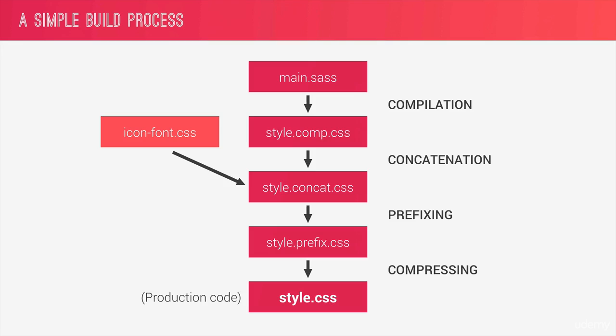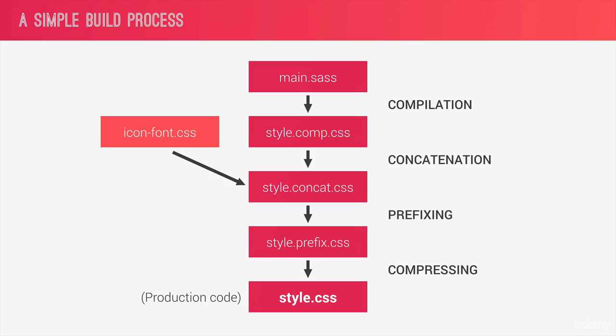So what you see here is the very simple build process that we're going to implement in a second. We just start with our main Sass file and then of course compile it to a CSS file, as we've been doing all this time. Then we want to merge the content of the CSS file with the CSS in the icon font file, so that we can go from including 2 CSS files in our page to only 1, which is a lot better. And that process is called concatenation.